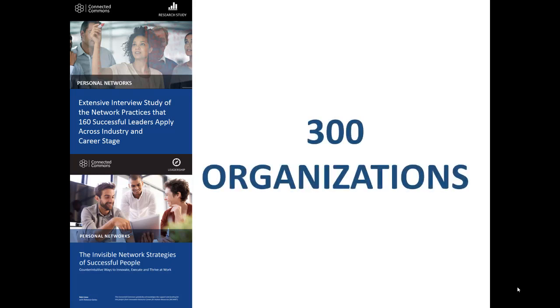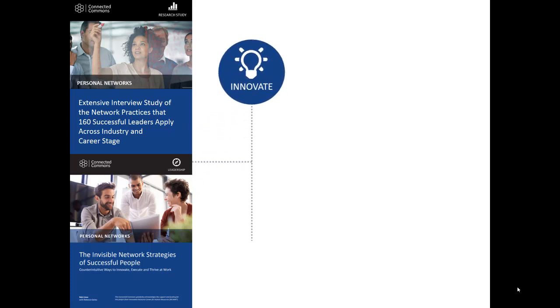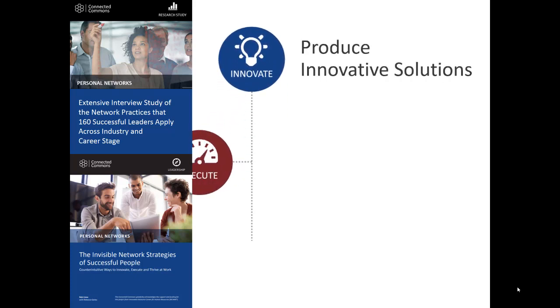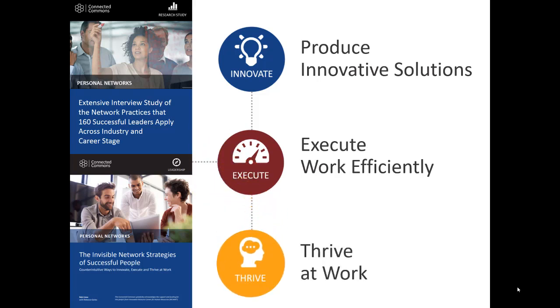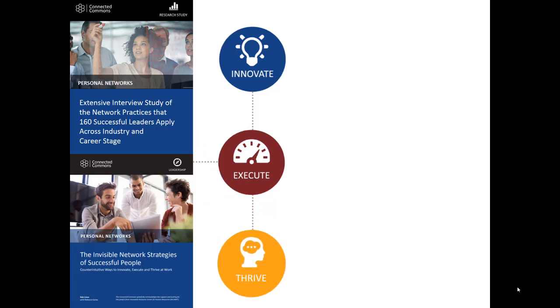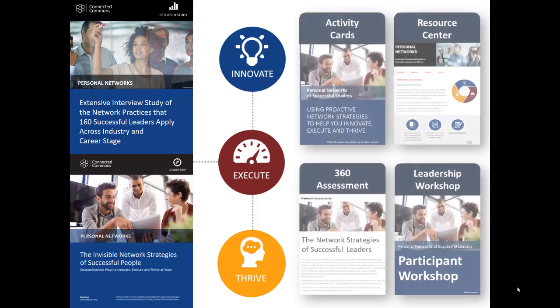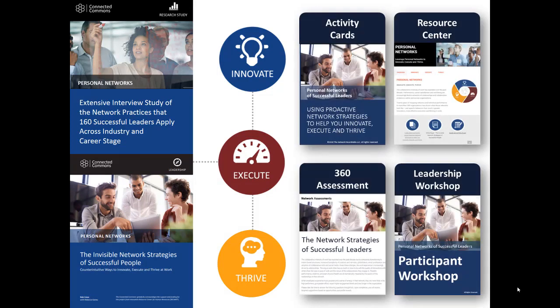Based on Professor Rob Cross's 20 years researching more than 300 organizations, we now know how successful leaders apply network strategies to deliver 3 valuable outcomes: producing innovative solutions, executing work efficiently, and thriving at work. To help others learn and apply these strategies, we've made available 4 specific tools and resources.